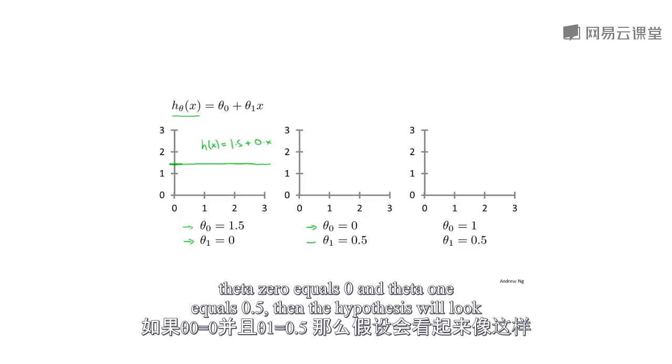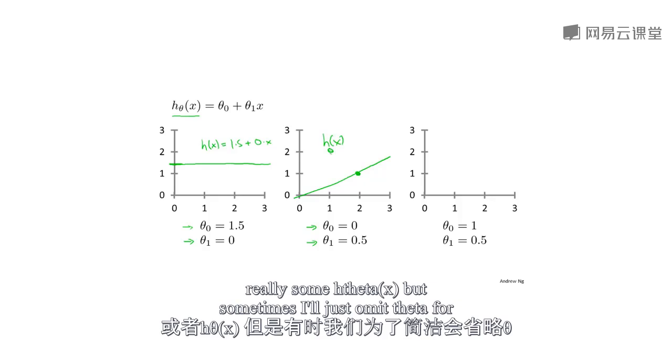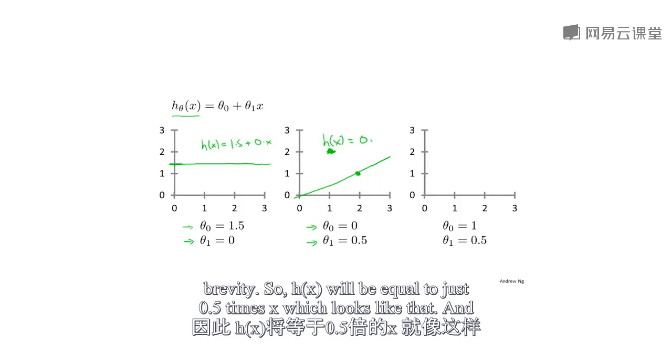If theta 0 equals 0 and theta 1 equals 0.5, then the hypothesis will look like this. And it should pass through this point (2, 1), since you now have h of x, or really h subscript theta of x, but sometimes I'll just omit theta for brevity. So h of x will be equal to just 0.5 times x, which looks like that.